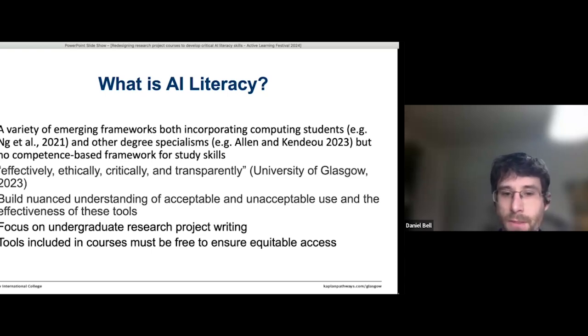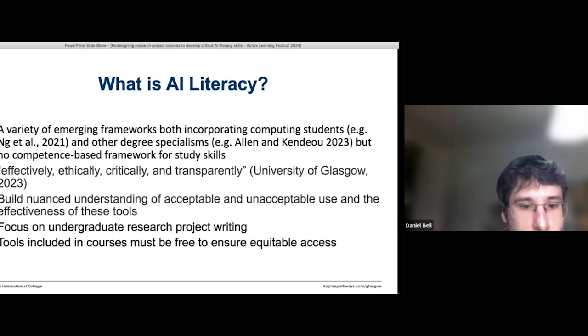So I'm at the stage of thinking about what it would look like to redesign a research project course to develop these skills for students, and also to develop a nuanced understanding of what is acceptable and what's not acceptable, with a focus on undergraduate research project writing. Now, the tools I've included today for us to have a play around with are free, or they have a bit of a free trial. So that's a consideration as well when we're making the activities.